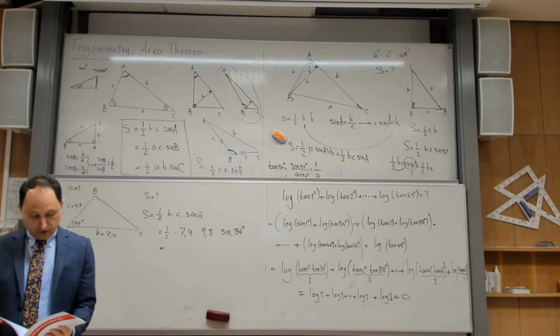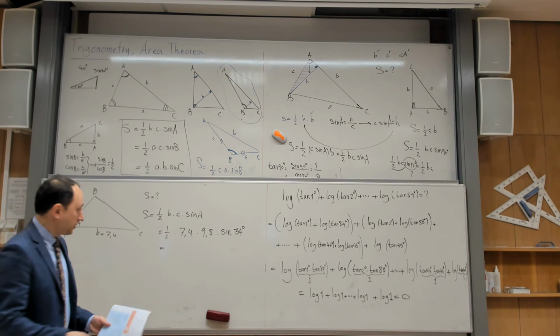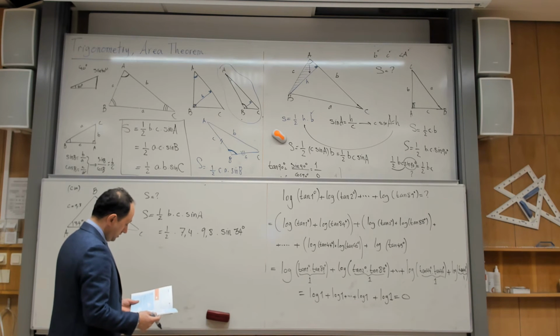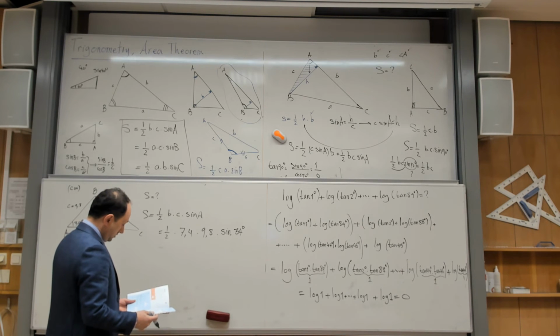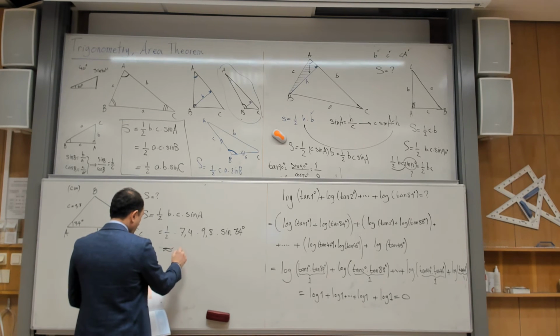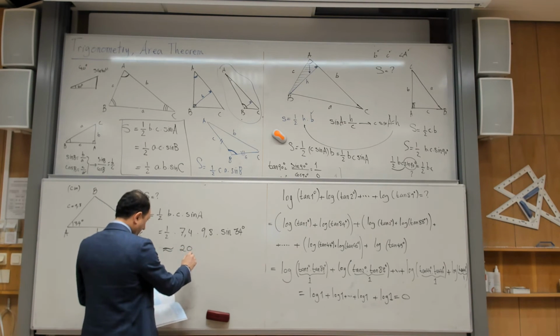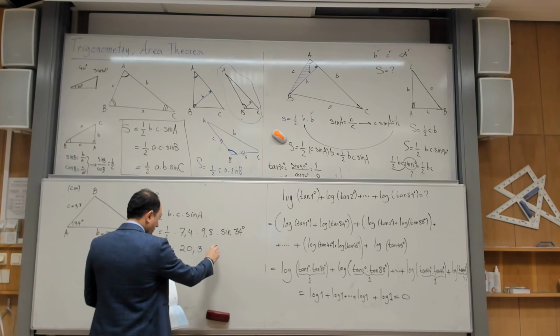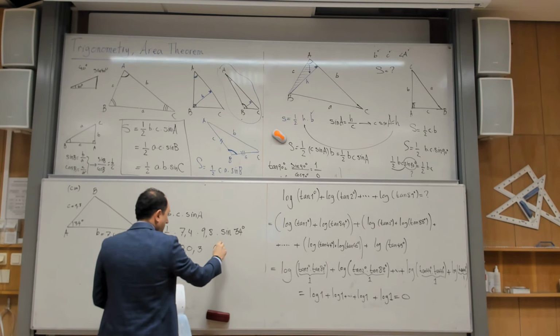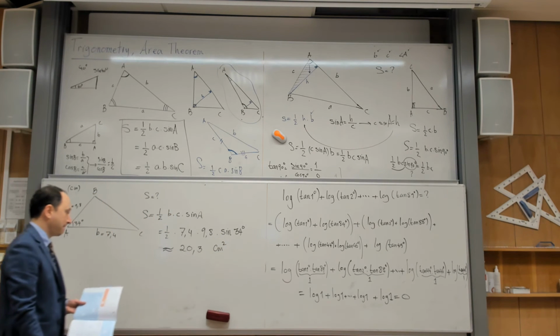I can cheat a little bit here. It's approximately, I don't know why they have mentioned it. Okay, so it is approximately equal to 20.3. You have to write the units. The lengths are expressed in centimeters, so it's square centimeters here.